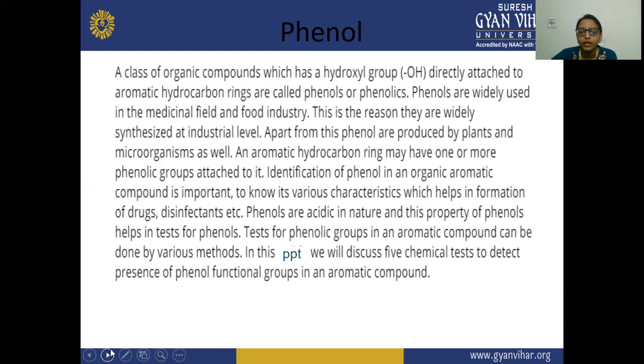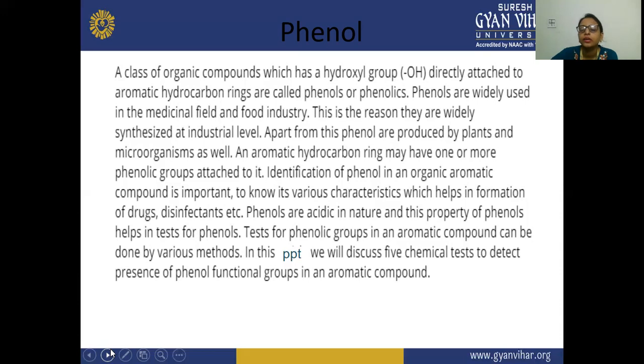So phenols are acidic in nature, and this property of phenol helps in the test for phenol. Phenols are acidic because they contain the OH group, and this acidic property helps in testing for phenol. If we test it on litmus paper, and the litmus paper turns red, then it means the organic compound is acidic. So we can test phenol through litmus paper also.